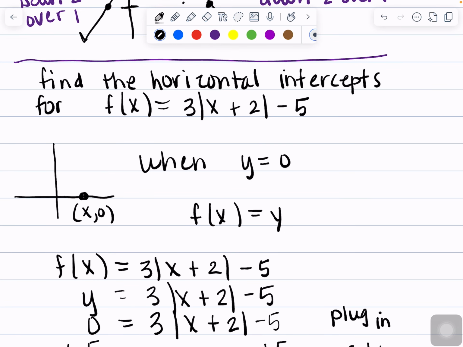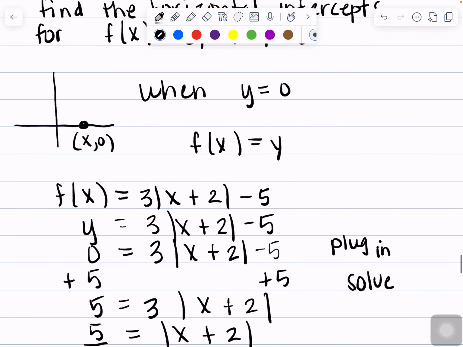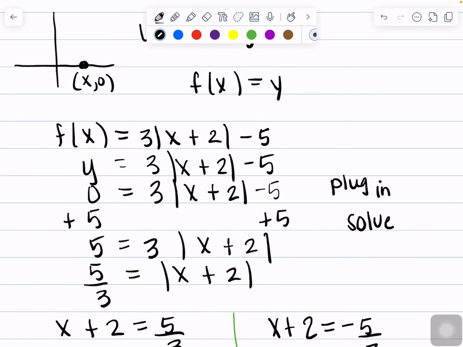To find the horizontal intercepts for f of x equals 3 absolute value of x plus 2 minus 5, think about a graph. The intercept is where it crosses. So the horizontal intercept is going to be when y equals 0. Remember that f of x equals y, so we're going to replace y with 0 and solve.